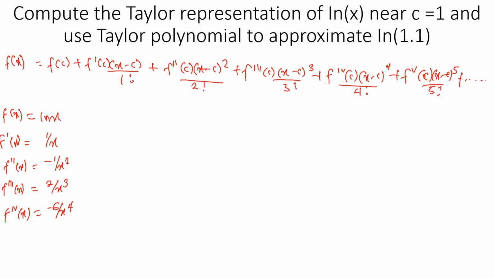Then you find the fifth derivative. The fifth derivative is differentiating minus 6 over x to the power of 4. That's going to give you 24 over x raised to the power of 5.